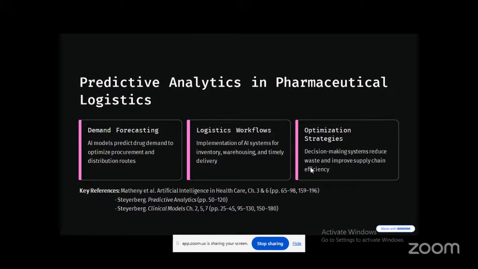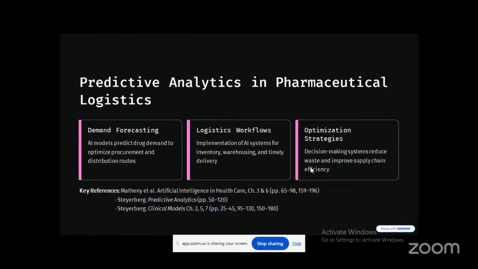Logistic workflow. This AI implementation is going to help in inventory, warehousing, and timely delivery of the products based on the logistic and optimization strategies. Under this, it is going to make the decision not to waste the product and to provide the product in a particular stipulated period.